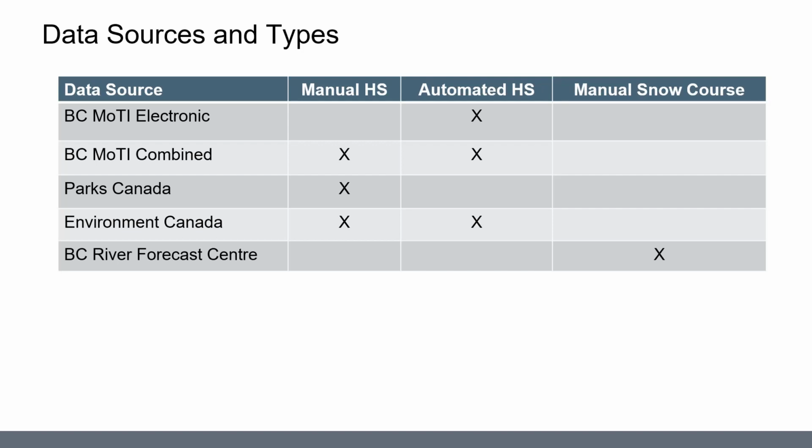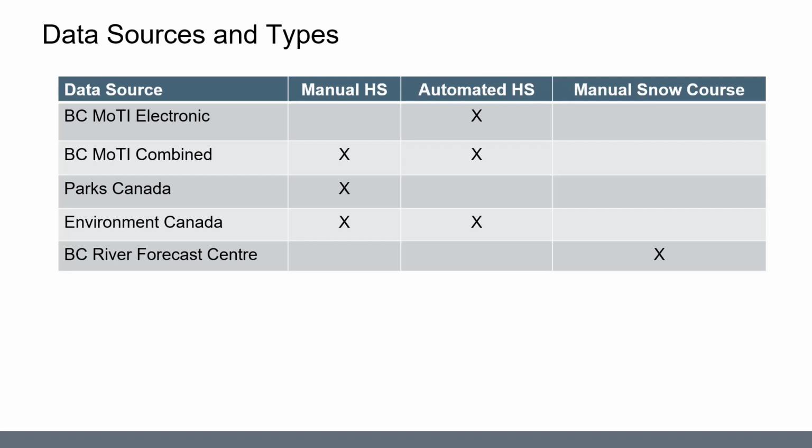So just to summarize here, BC MOTI electronic data is all automated. I took some liberties here and I combined the older manual height of snow data with the modern automated height of snow data where the plots were in the exact same location. So there's maybe a bit of error introduced here, but I think it's pretty good. And this creates much longer data sets, which is better for statistical analysis.